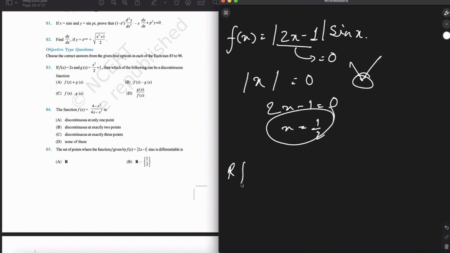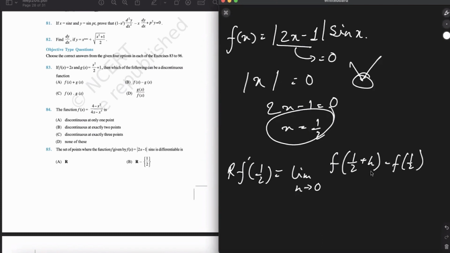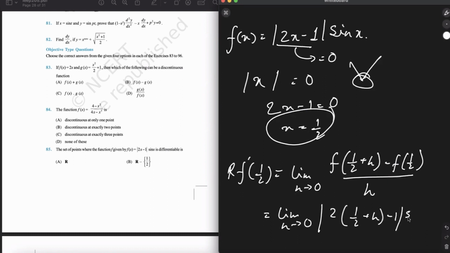Okay. So if I take the right hand derivative, f dash of half, I can write it as limit h tends to 0, f of half plus h minus f of half, whole divided by h. So limit h tends to 0, mod of 2 times half plus h minus 1, sine of half plus h, and f of 1 by 2 will be equal to 0. Alright, whole divided by h.